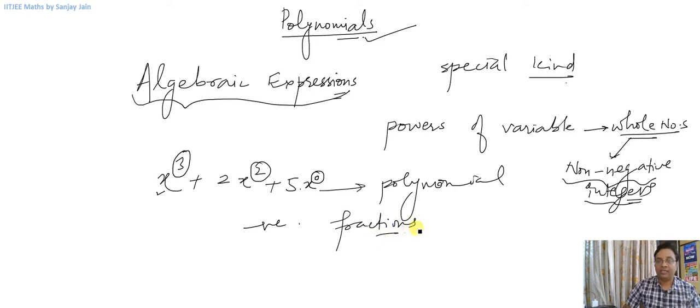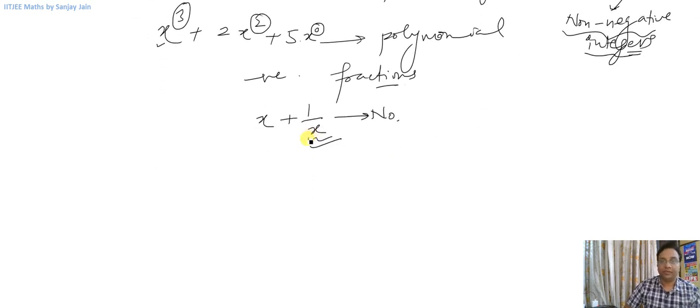are not acceptable. For example, if you have to comment on x plus 1 by x, is this a polynomial? No, it is not a polynomial because this x here has got negative power. This can be written as x plus x raised to power negative 1. So this is not a polynomial because the powers of variable in this case are not non-negative integers.